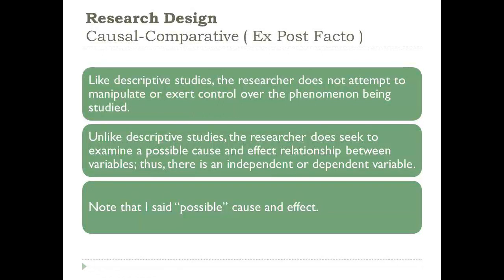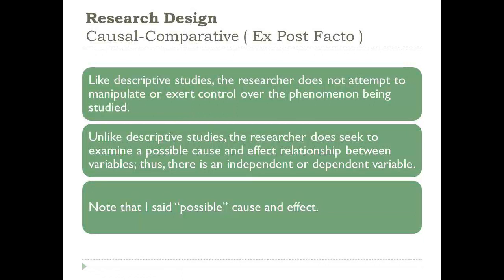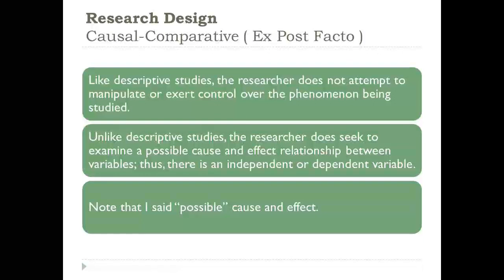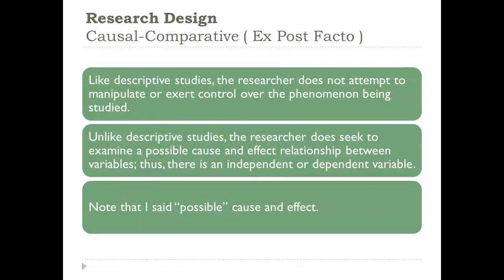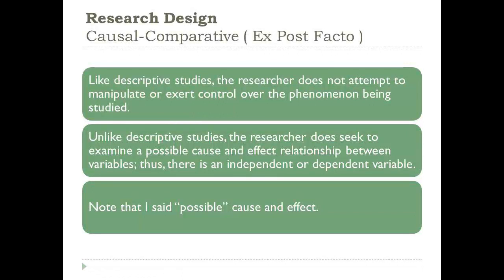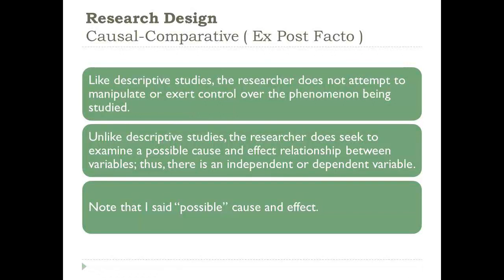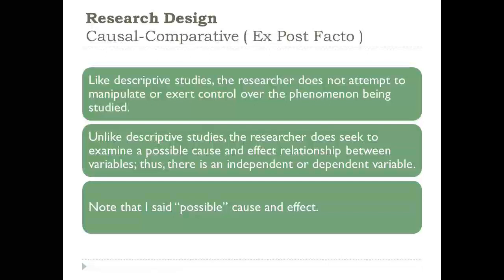You cannot state that you have a cause and effect relationship if you have a causal comparative design, because there are too many threats to validity. So make sure if you choose a causal comparative design, you're using correct terminology. And just as a reminder, when you choose a causal comparative design, you do so because it's too difficult, too unethical, or impossible for you as the researcher to manipulate the independent variable.